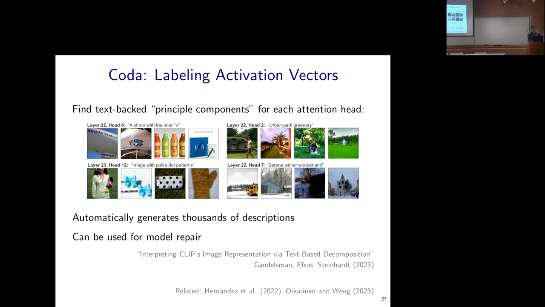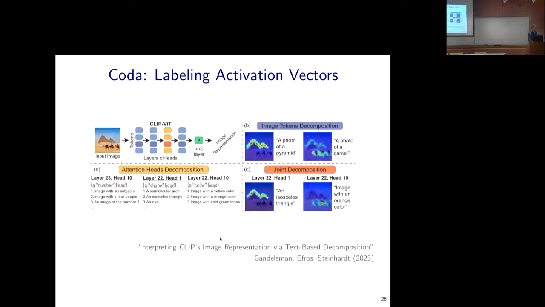Okay, so here are some more examples of this. This is what I was talking about with the number head: image with 6 subjects and image of the number 4, shape head, color head. In addition to this, you can also ask, what do these heads care about in the image? For instance, this layer 22 head 1 is a shape head, and first of all, what it cares about is this thing, right?